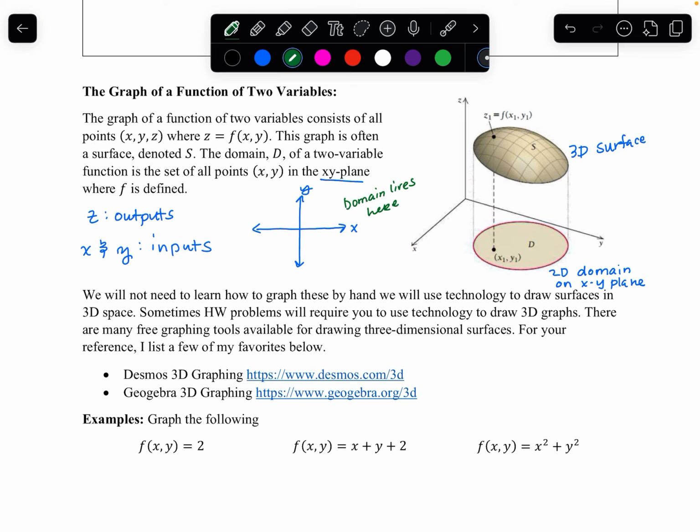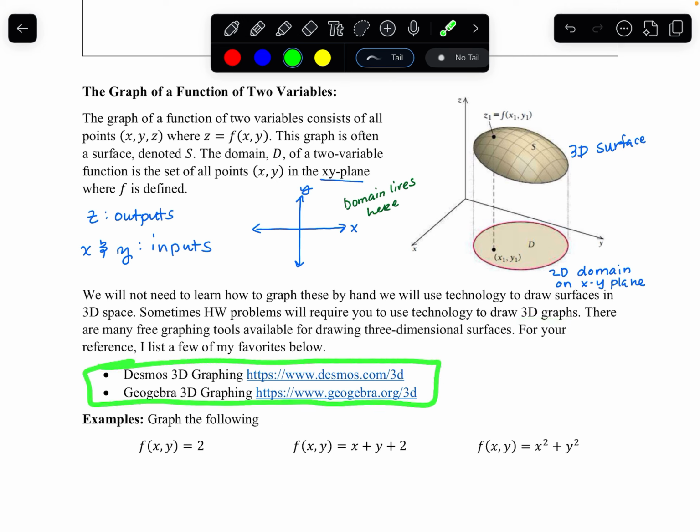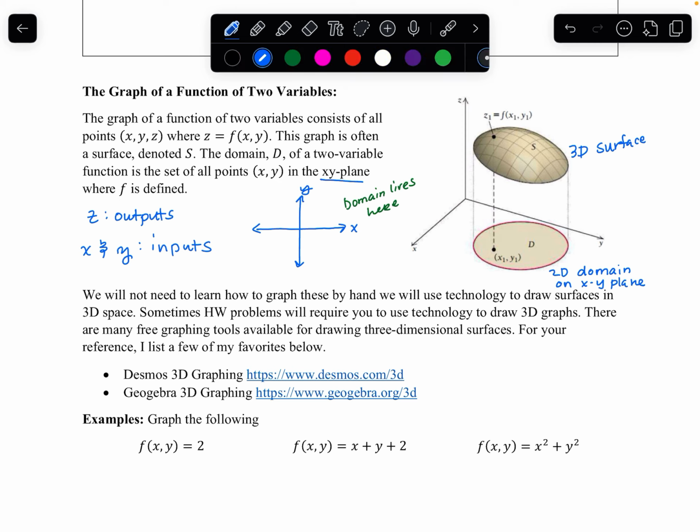For our graphs, we are going to utilize technology. Graphing these by hand is just extremely challenging and really not worth the time. However, we would like you to explore them just a little bit. We will not need to learn how to graph these by hand. We will use technology to draw these surfaces in 3D space. If I do have you do any homework problems or deal with any 3D graphs, I do want you to use these 3D graphing calculators. I do have a preference.